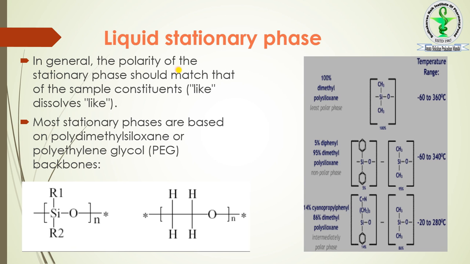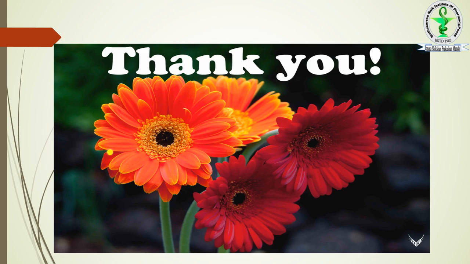Here we are not only using solids, we might also be using liquids. In general, the polarity of the stationary phase should match that of the sample constituents, like the rule of like dissolves like. Most stationary phases are based on polydimethylsiloxane or polyethylene glycol, PEG. These are the two examples we use in the case of liquid stationary phases.